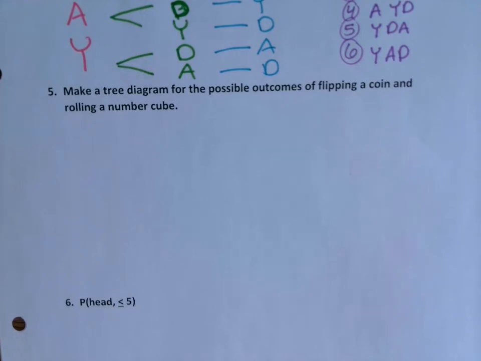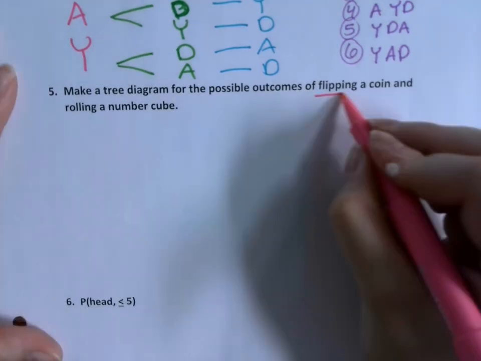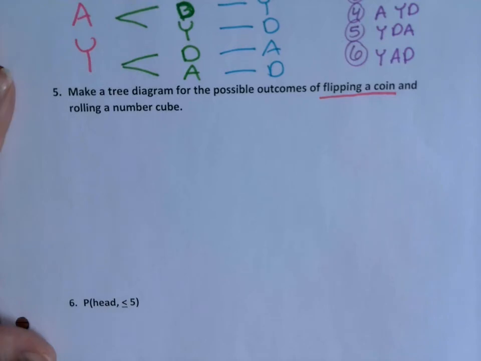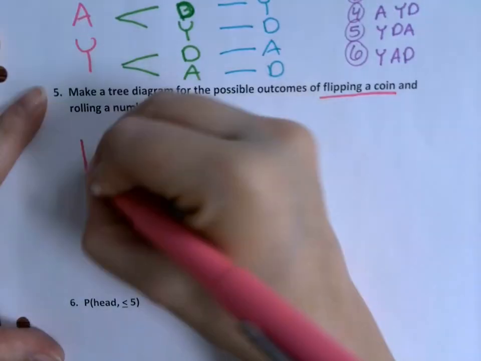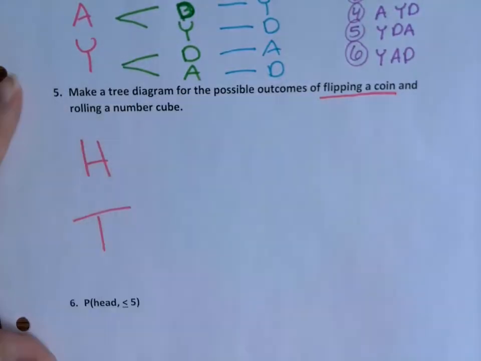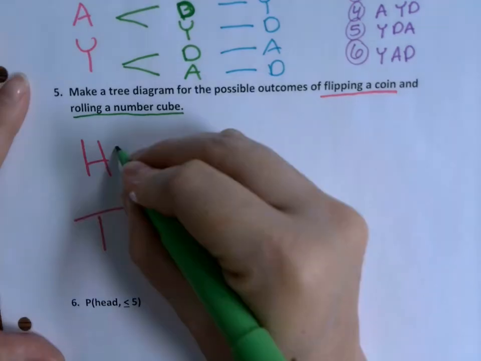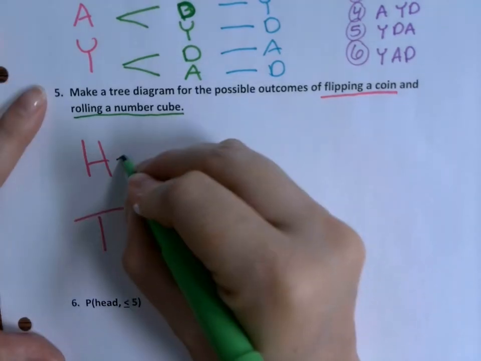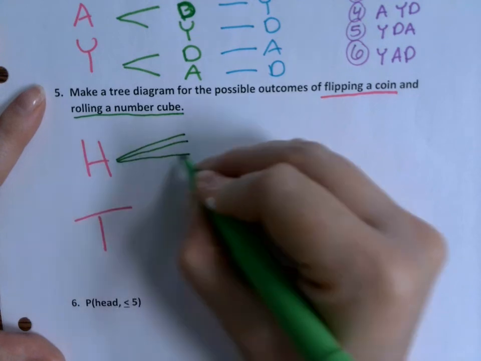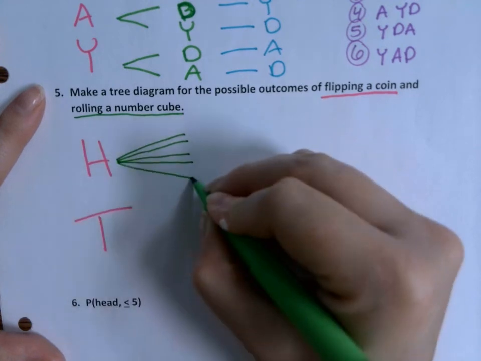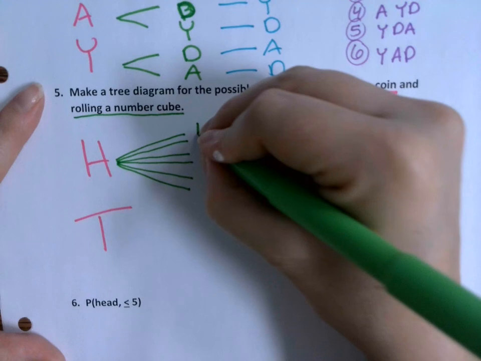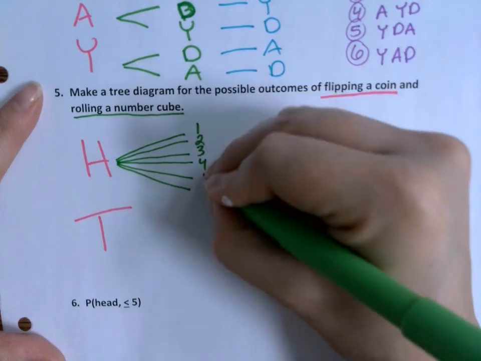Okay, let's go over it. Flipping a coin, how many outcomes are there for flipping a coin? 2 outcomes, right? You can land on heads or you can land on tails. And then rolling the number cube, how many outcomes are there for the number cube? 6. So that means I'm going to have 6 branches going off here. 1, 2, 3, 4, 5, 6. I can land on a 1, a 2, a 3, a 4, a 5, or a 6. And same thing again. 1, 2, 3, 4, 5, 6.